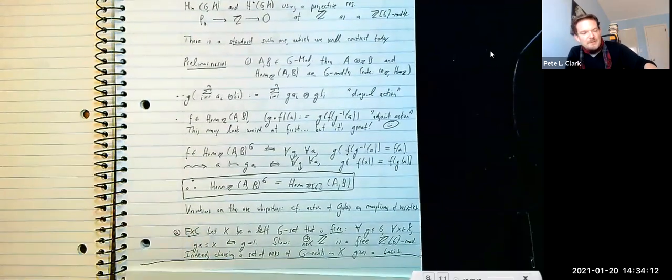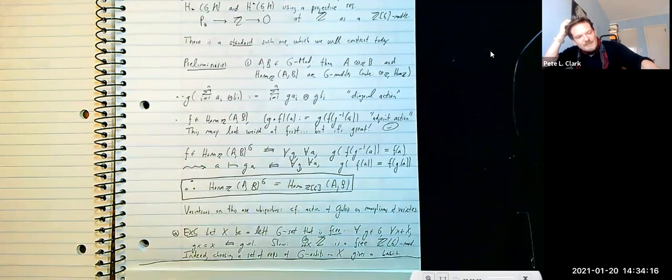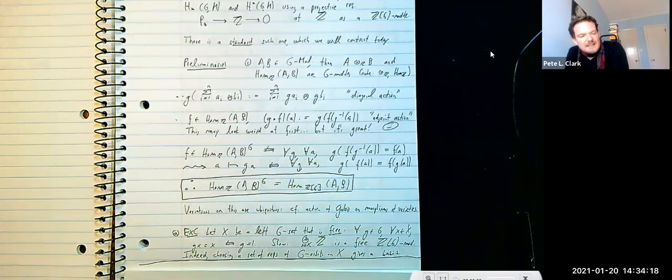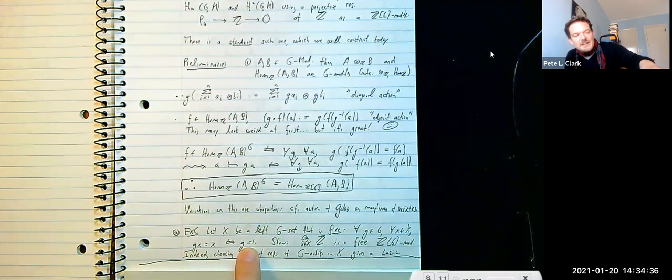All right, so a little exercise here. Now we move on to the second preliminary. So let's take a left G set that is free, not free in the module theoretic sense, but really free in the sense of groups acting on sets. What does that mean? It means, for instance, that all the stabilizers are trivial. So for every g in G and every x in X, the only way that g fixes x is if g is the identity. Okay, so that's a free G set.